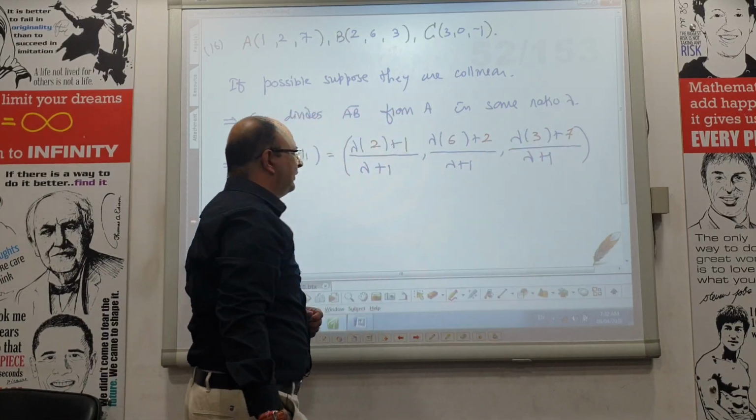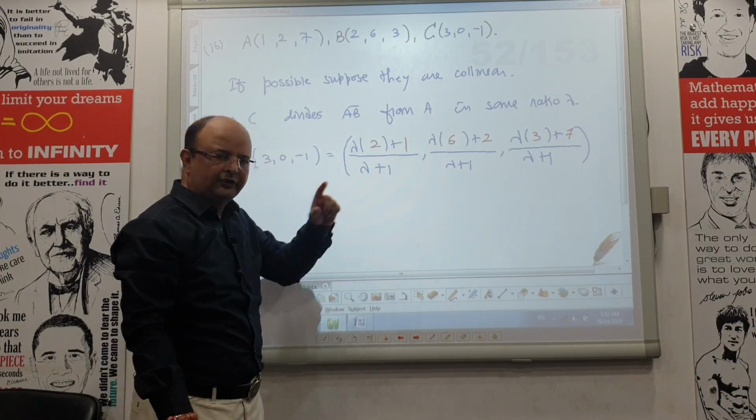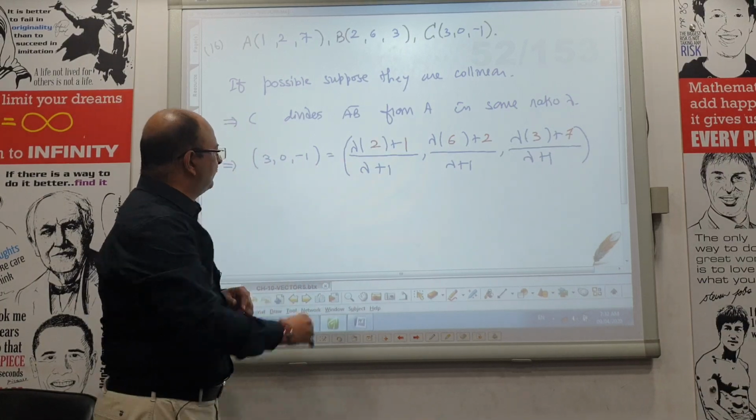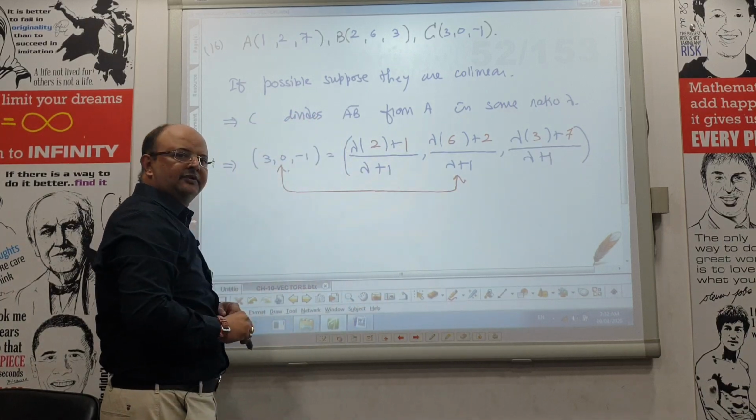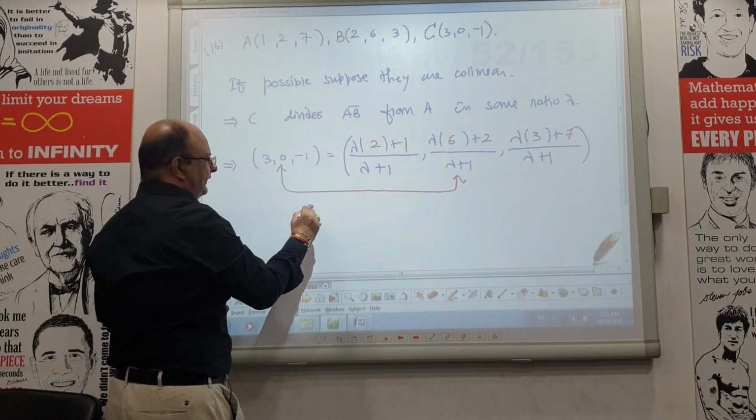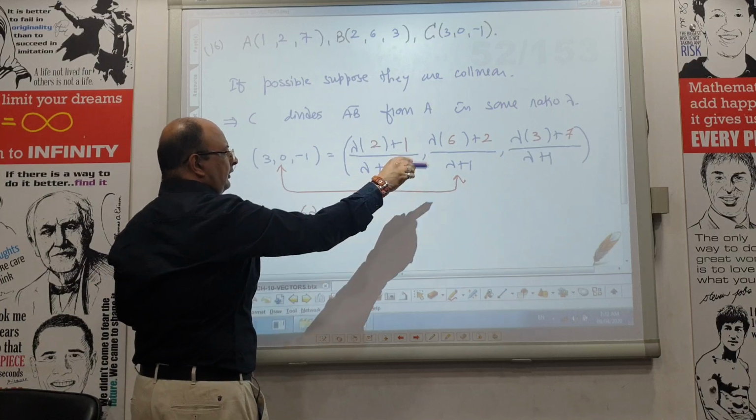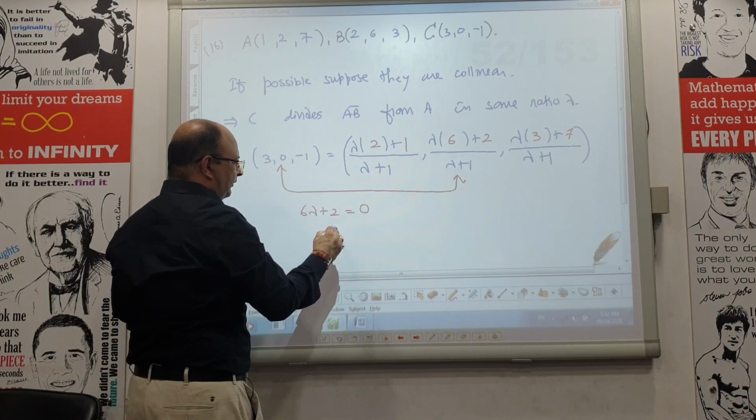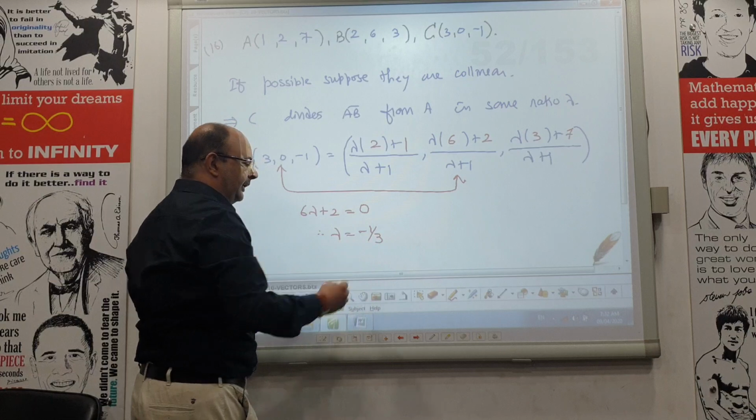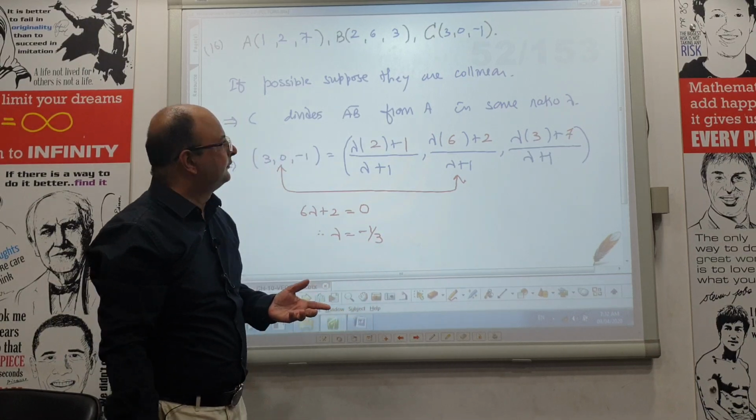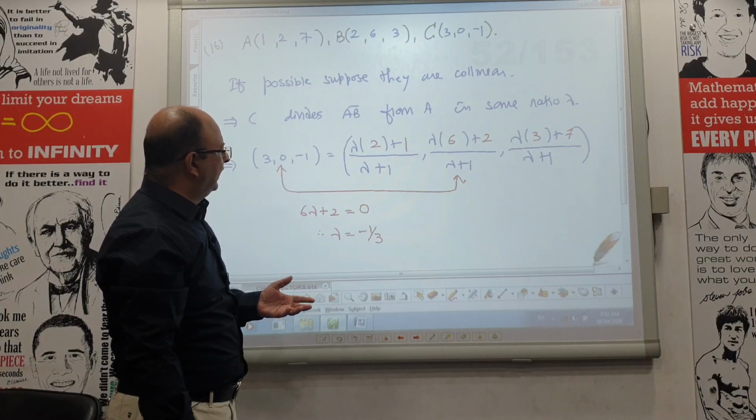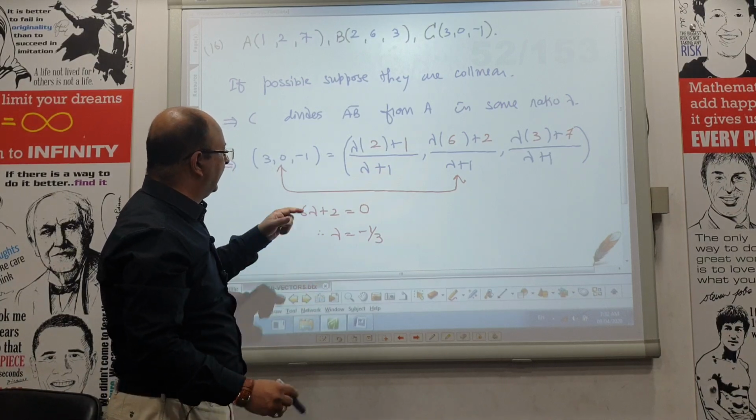See, instead of comparing x coordinates or z coordinates, it is easy to go for comparison of y coordinates because the left hand side is 0. So I just say that 6 lambda plus 2 equals lambda plus 1 into 0, which is 0. So lambda equals minus 1 by 3. And that is true. Yeah? So fine, I can get some lambda, and you can verify that from it you get the same lambda.